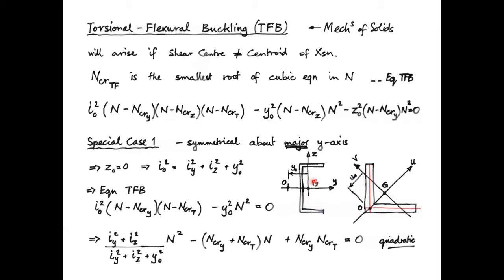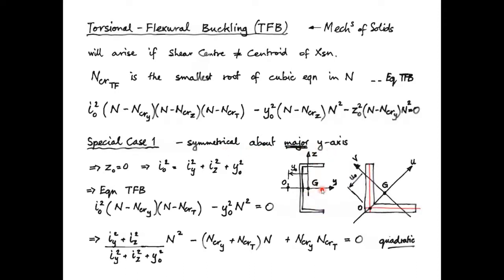So we have y naught is the distance from the shear center to the centroid of the section along the y-axis. Z naught is the distance from the shear center to the centroid of the section in the z-axis. So in this case, we can see that the shear center and the centroid are both along the same axis, so therefore z naught is equal to naught, and y naught is equal to this distance here. Okay, so that's this first special case. We're symmetric about the major axis.